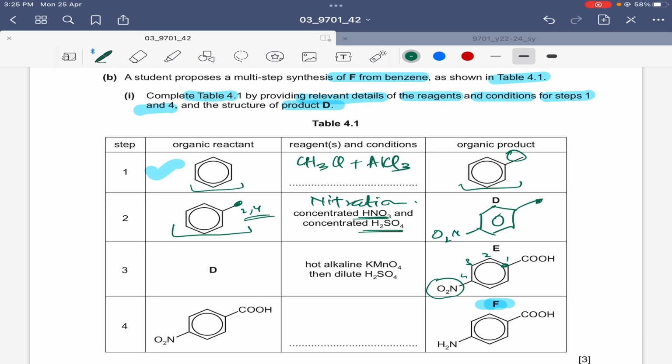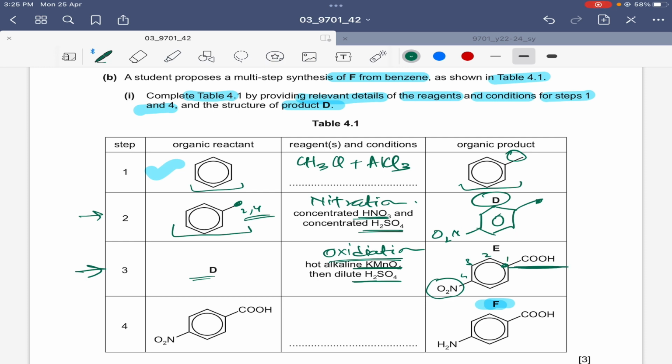Because the methyl benzene, if you look at reaction number 3, in reaction 3, D is the same structure which is formed in reaction 2, and is reacting with hot alkaline KMnO4 with then dilute sulfuric acid. So that means it is oxidation. And we know this thing that alkyl benzenes can be oxidized and convert into benzoic acid.